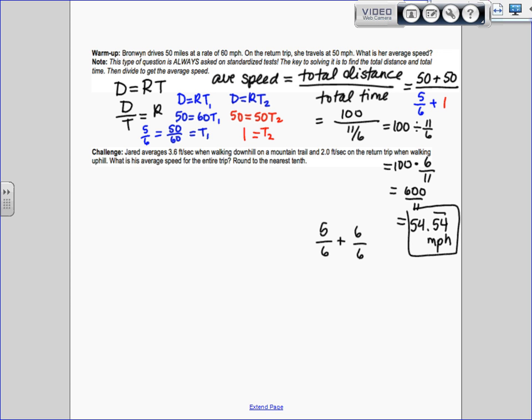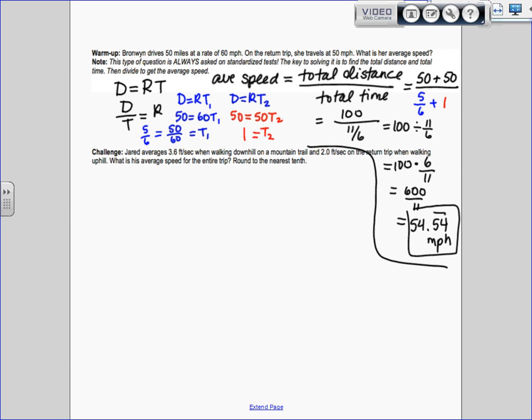See what I said? A little bit less than what you would think it is. Just a tiny bit less, though. Not much. Okay? So here's the hard one. This is what the SAT likes to do now. Gotta hate this. So they don't give you the distance. So it says Jared averages 3.6 feet per second when walking downhill on a mountain trail and 2.0 feet per second on the return trip when walking uphill. What is his average speed for the entire trip?